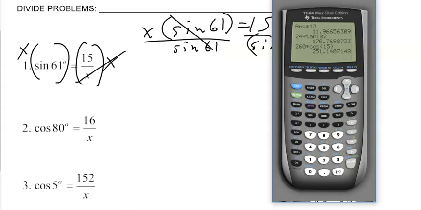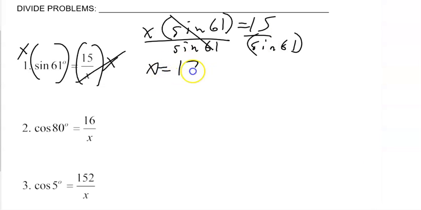So we just take our calculator and do 15 divided by sine of 61. So about 17.15. Now, if you notice, look back at the original problem, we did 15 divided by sine of 61. Basically, these two swap places. So the shortcut is, if x is on the bottom, just swap places.